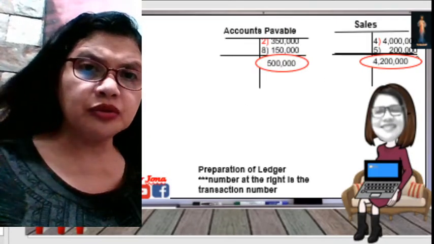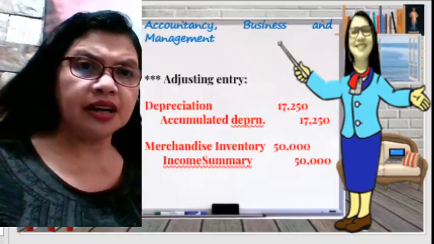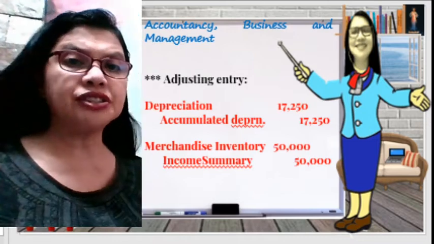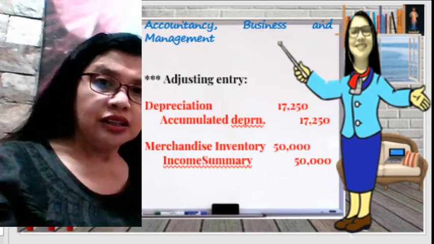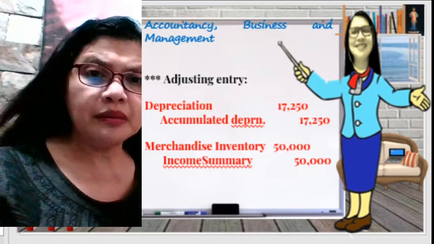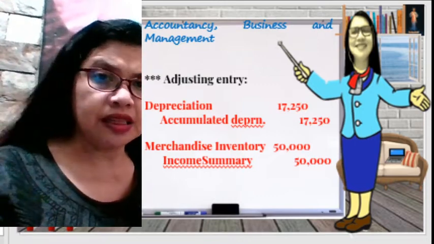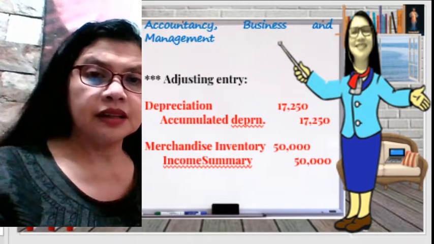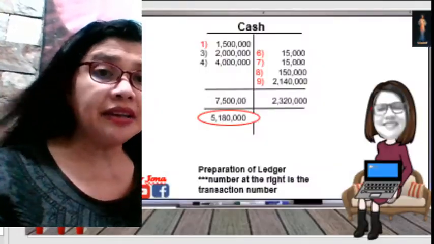Next, we have an adjusting entry also. I think it moved so fast. Here, the adjusting entry, the depreciation is 17,250. Then the merchandise inventory of 50,000. Then we prepare the ledger.